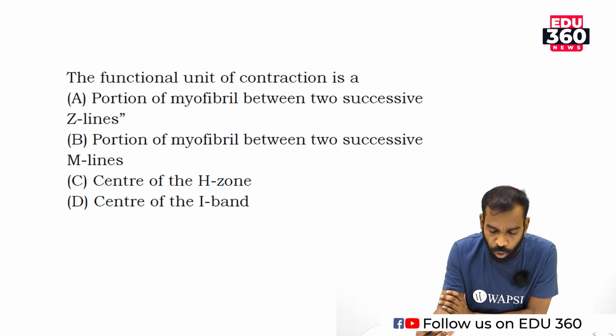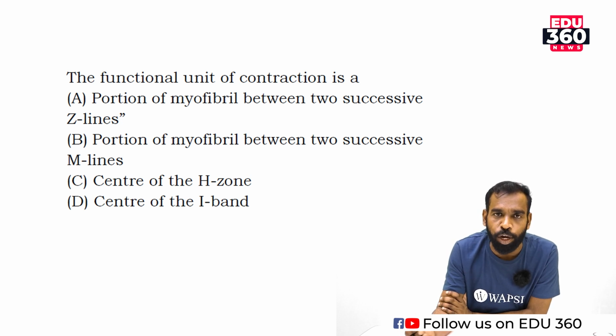The functional unit of contraction of muscles. You know the mechanism of muscle contraction. The portion between two successive Z lines is commonly known as sarcomere. That region is commonly known as the functional unit of muscle contraction. The portion of myofibril between two successive Z lines.